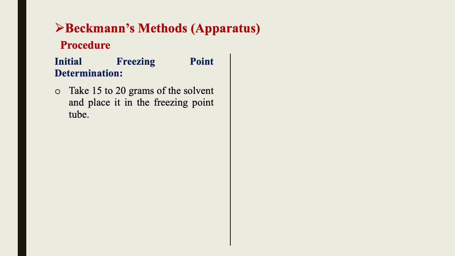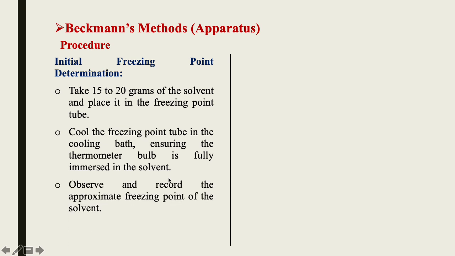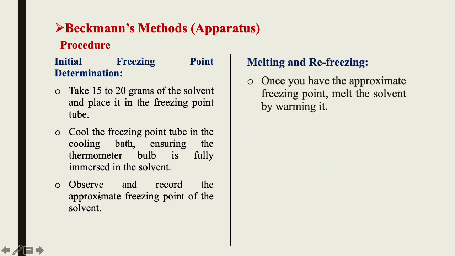In that case, we will take 15 to 20 grams of the solvent and place it in the freezing point tube, followed by cooling the freezing point tube in the cooling bath, which ensures the thermometer bulb is fully immersed in the solvent. Then we will observe and record the approximate freezing point of the solvent. So this is only for the pure solvent.